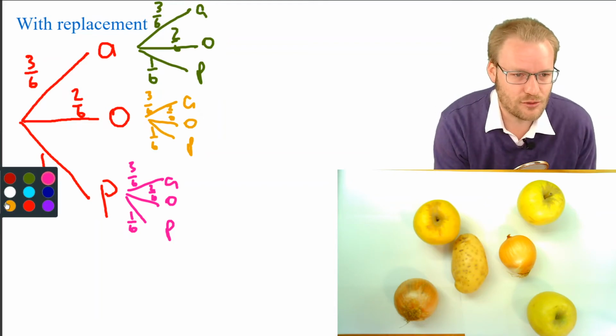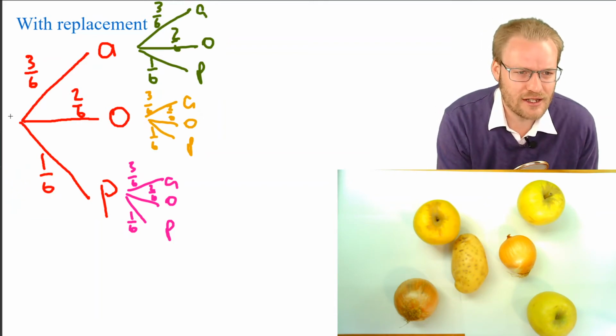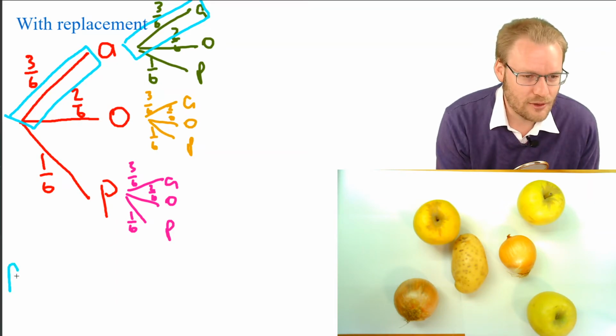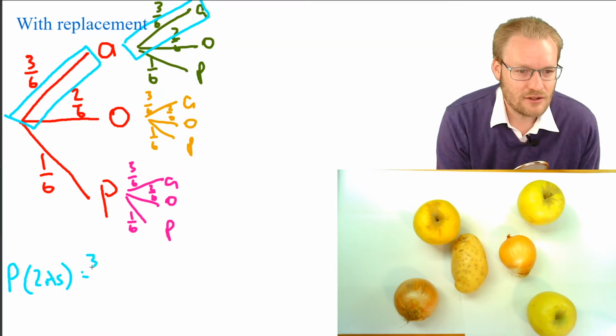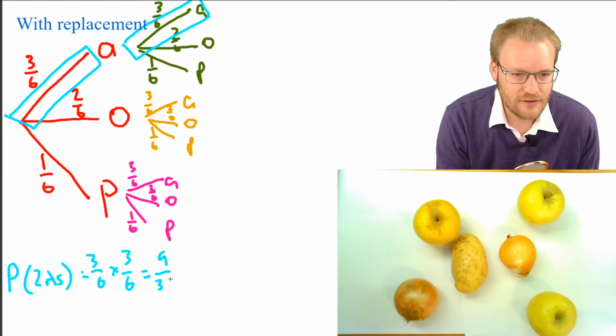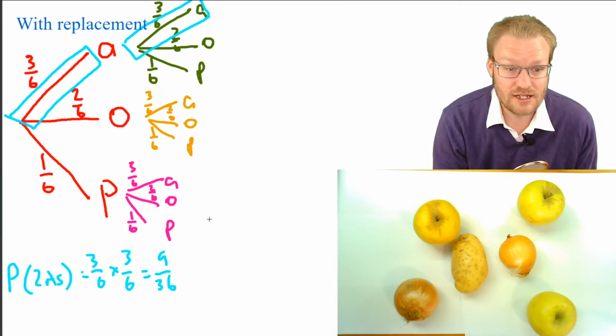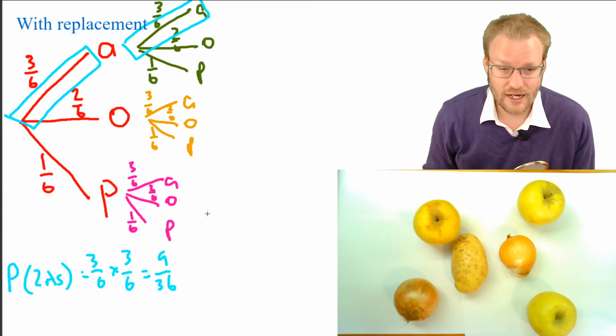Okay, so to work this out, we must first pick out an apple and then we must pick out an apple again. So the probability of picking out 2 apples is 3 over 6 times 3 over 6, which gives you 9 out of 36, which we cannot simplify. So 9 out of 36, that's our probability of picking out 2 apples.